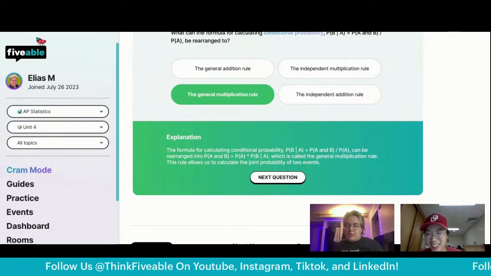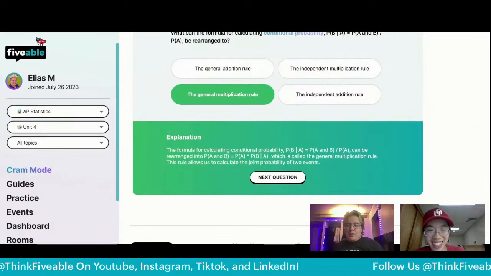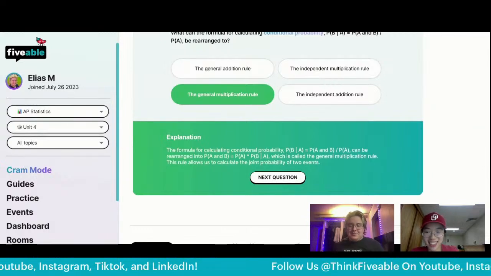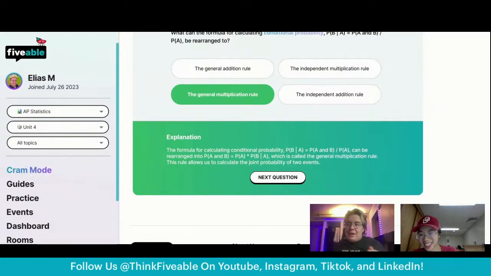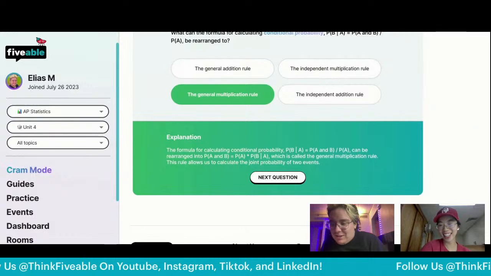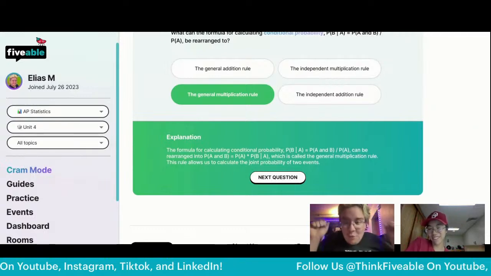I've never heard it called that. Yeah, me neither. It was the product rule for me. Well, no, that was AP Calc for me. No, there's a separate rule in AP Calc. There are separate product rules. What is this?